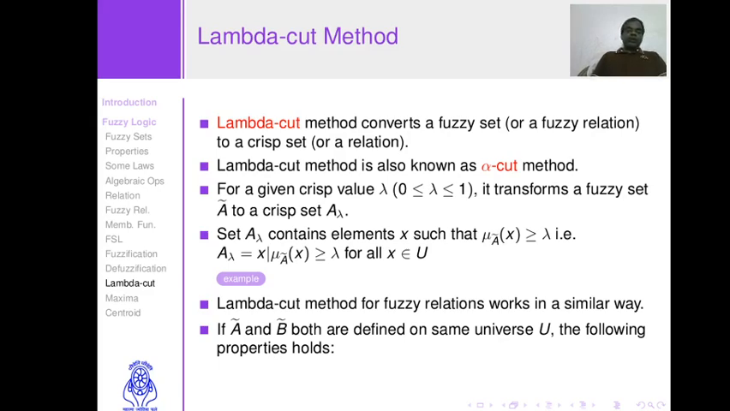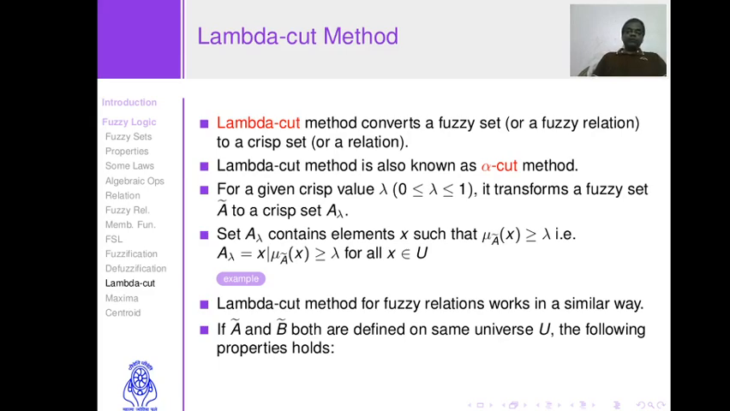In the case of the lambda cut method, we need a crisp value lambda which lies between 0 and 1, like a degree of membership. It is used to transform a fuzzy set to a crisp set. Actually, the lambda cut method converts a fuzzy set to a crisp set. This method is also known as the alpha cut method, and we can use it to convert a fuzzy relation to a crisp relation or classical relation also.